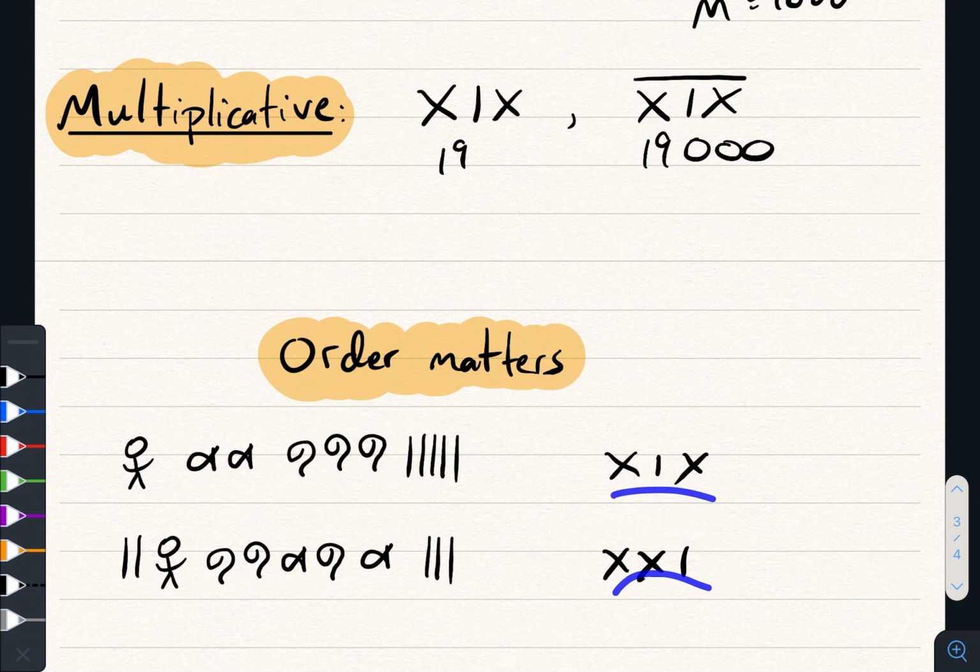Whereas down here, if I mix up the order of these two collections of symbols, they're going to represent different numbers. This is going to represent 19, whereas this is going to represent 21.